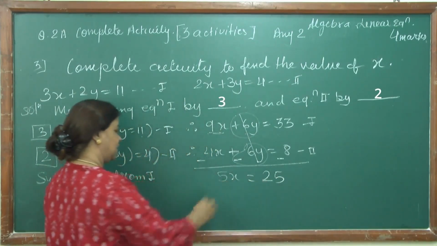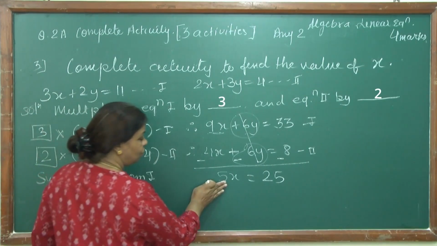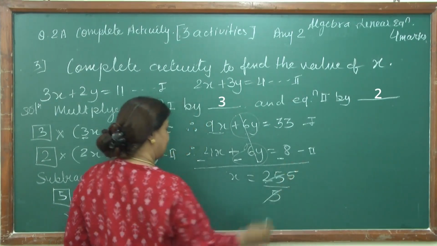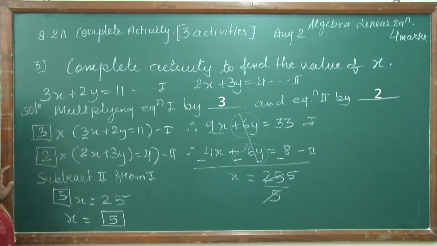So we got here 5x is equal to 25. So how will you get the x value? When you take this 5 down here and you divide it, you get x is equal to 5. So you can pause this and you can solve it, children.